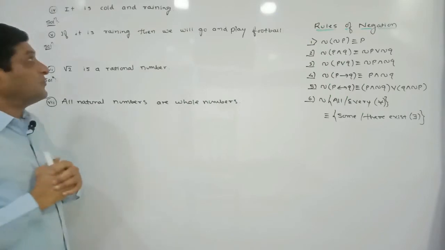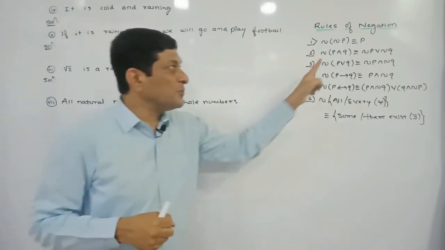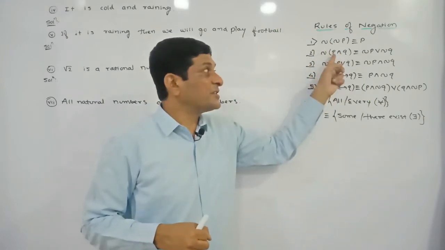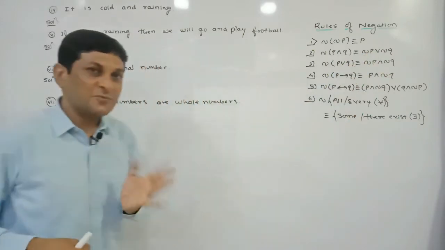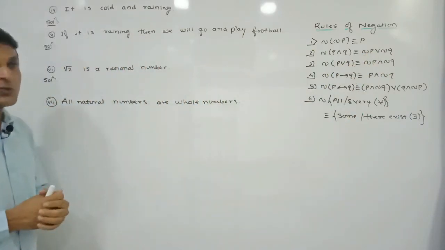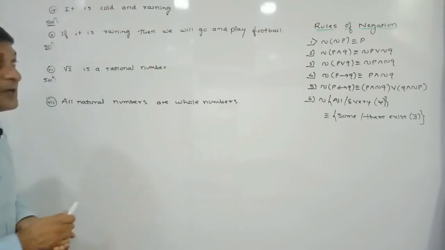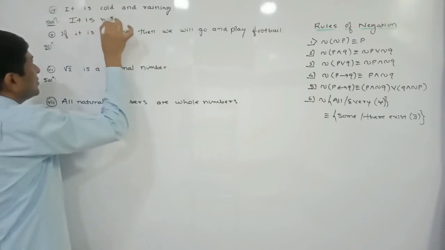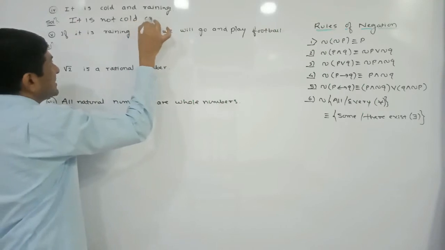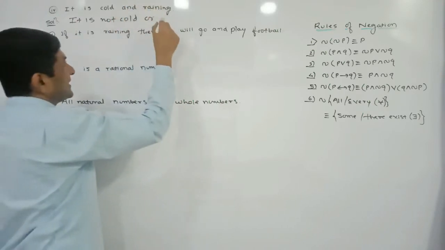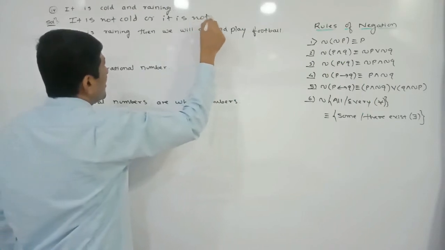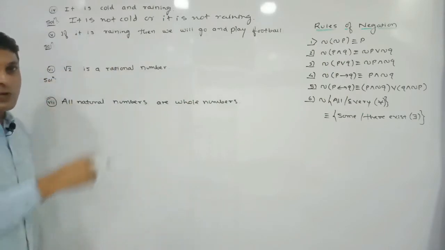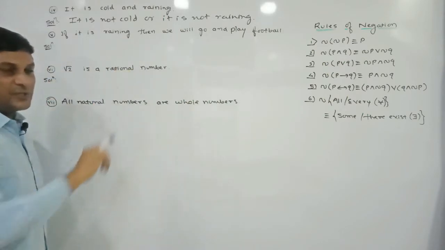Now see example number 4. It is cold and raining, means two parts are connected by and. So we are finding the negation of this conjunction. What is this negation? Negation P or negation Q, means in this first part also use not, and in the second part also use not, and will get replaced by or. What is the first part? It is cold. So what we will get here? It is not cold, and will get replaced by or, and it is not raining. In the second part also we have to use not. It is not cold or it is not raining. In this way we have got the negation using the rules of negation.